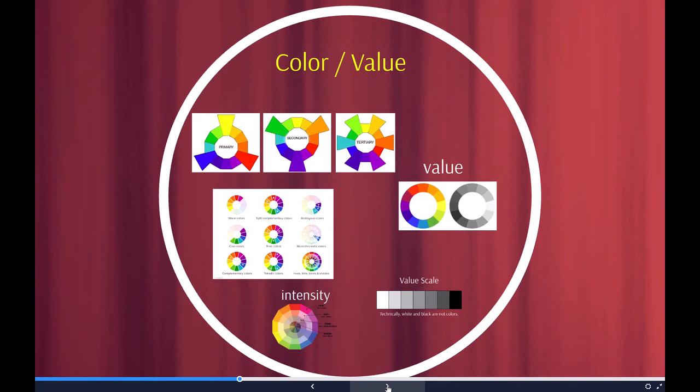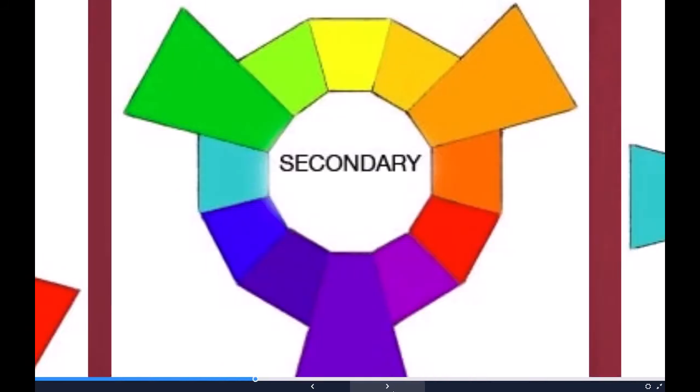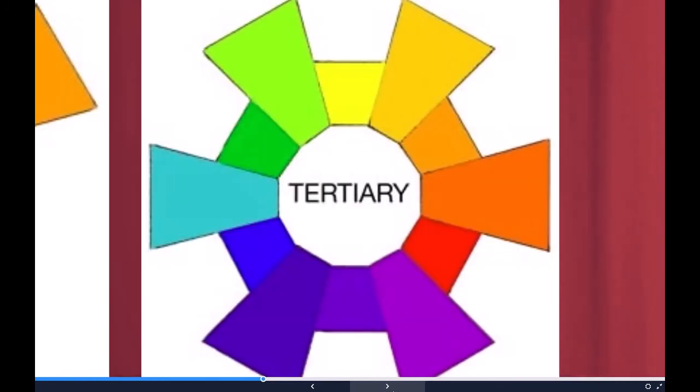All right, with color, color and value are 2 different aspects of what we see with light. Our color is a little off on this presentation, so the color here is a little bit different. Primary color is represented on the color wheel. We have blue, red, and yellow. The secondary colors are green, orange, and purple. And the tertiary colors are those colors in between.